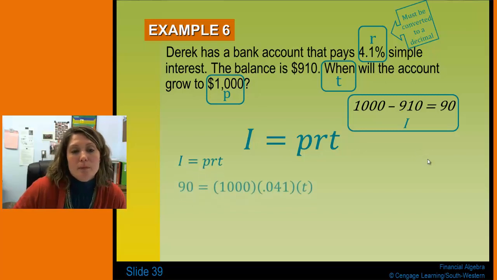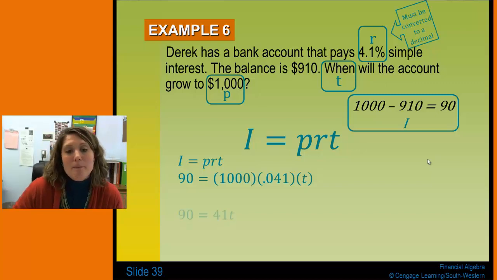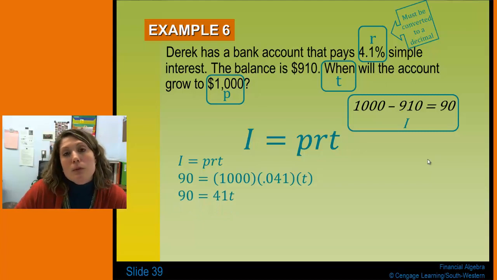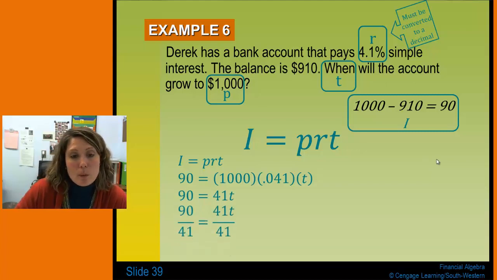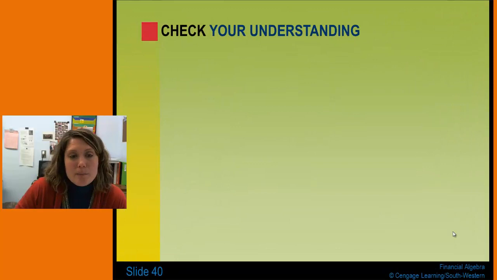So to do this, again, fill in what you know. The 90 equals 1,000 times 0.041 times time. So I end up with 90 equals 41t. Divide both sides by 41. And I end up with 2.2 equals t, or 2.2 years. But I need to convert that. So there are 12 months in a year times 2.2 gets me 27 months. So after about 27 months, which is a little bit more accurate than 2.2 years, he will have the $1,000 that he needs.